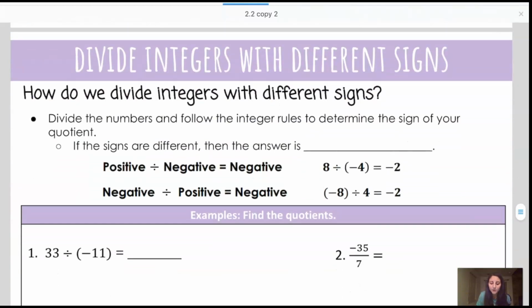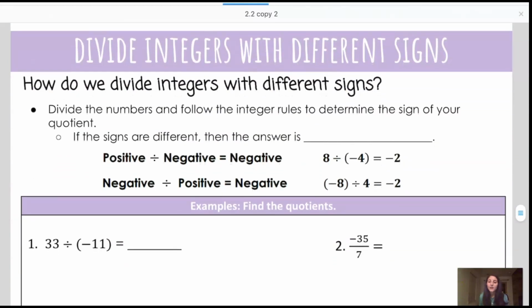Now we're going to move on and look at what happens when we divide integers with different signs. Again, these rules are the same as when we multiply integers with different signs. So if the signs are different, then our answer is going to be negative. This means that a positive divided by a negative is a negative, and that a negative divided by a positive is a negative. As long as our signs are different, our answer will be negative.